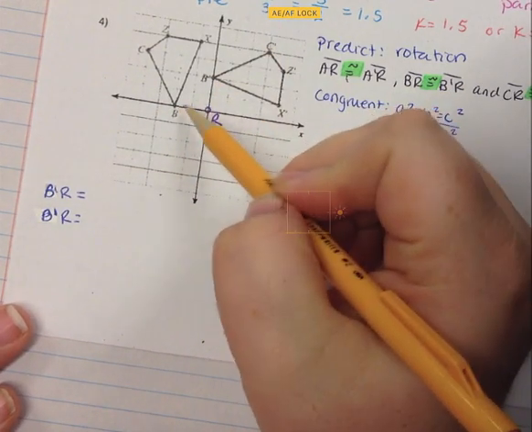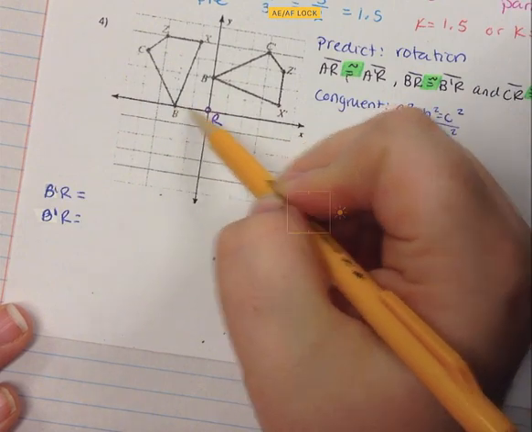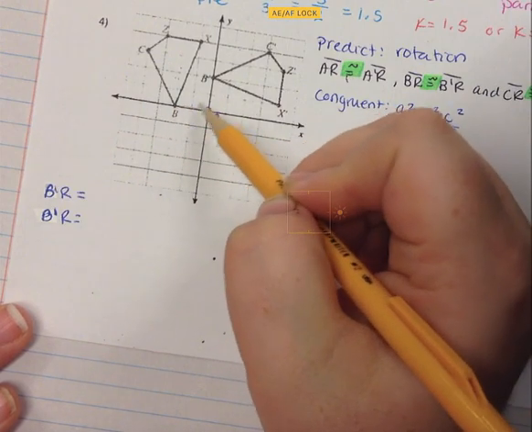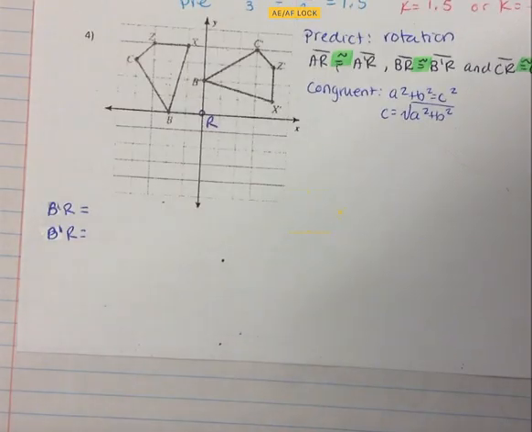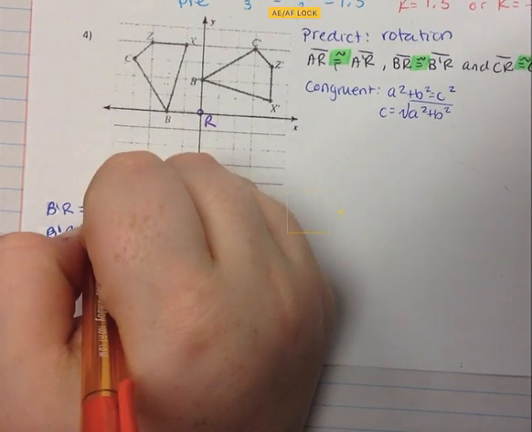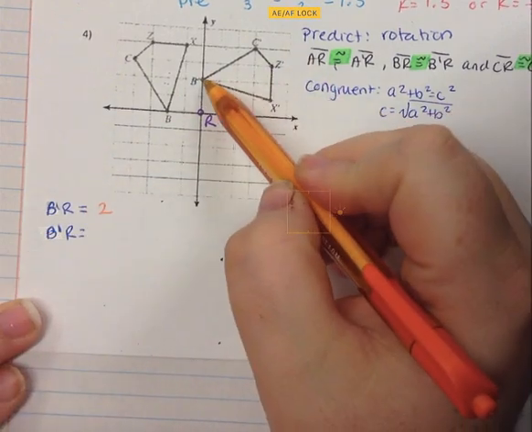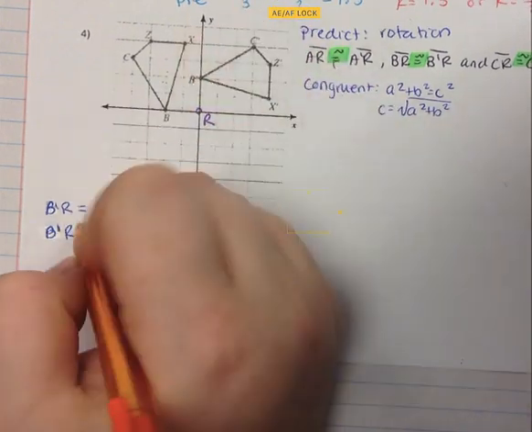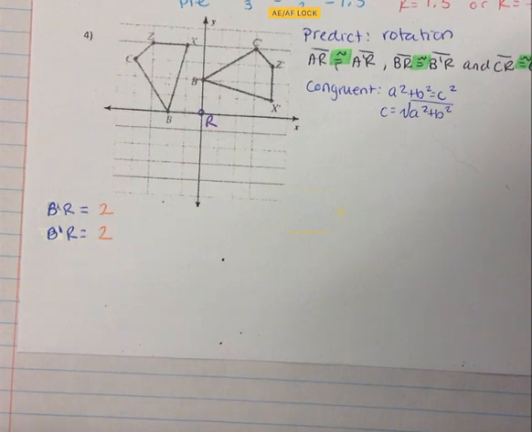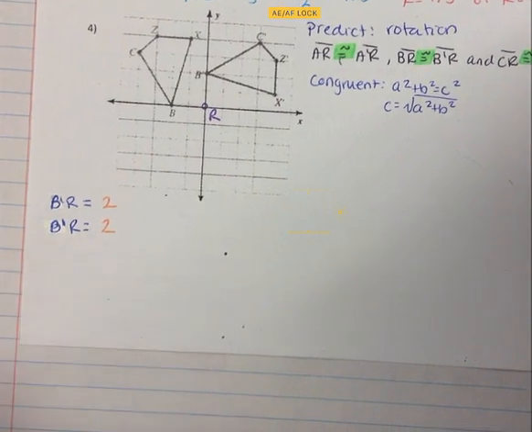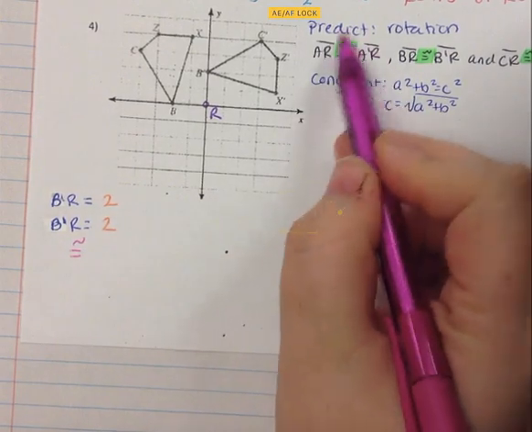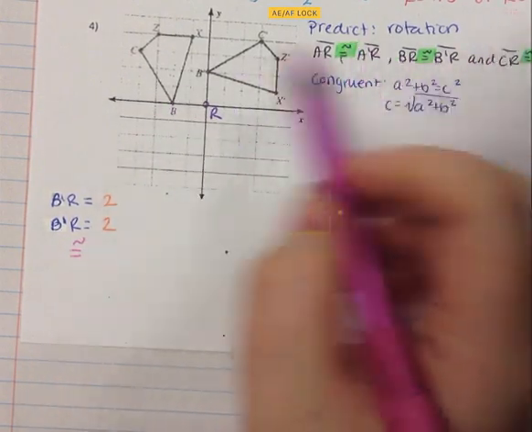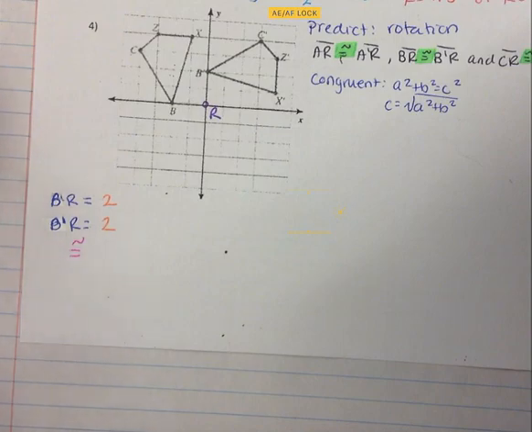B to R is just 1, 2 away from it, because it's a horizontal line. You can easily just count. That's 1, 2 away. So the distance of BR is just 2. From B prime to R is also just 2. So these are congruent. So that's good. We needed to prove that. So we've proved the first one. We just have to do all of them. So we have 4 of them we have to do.